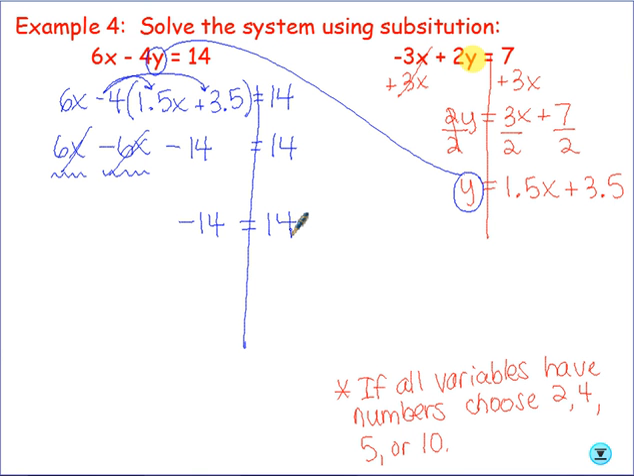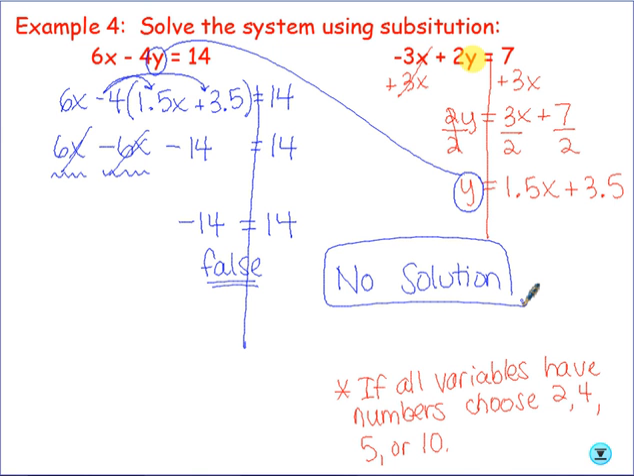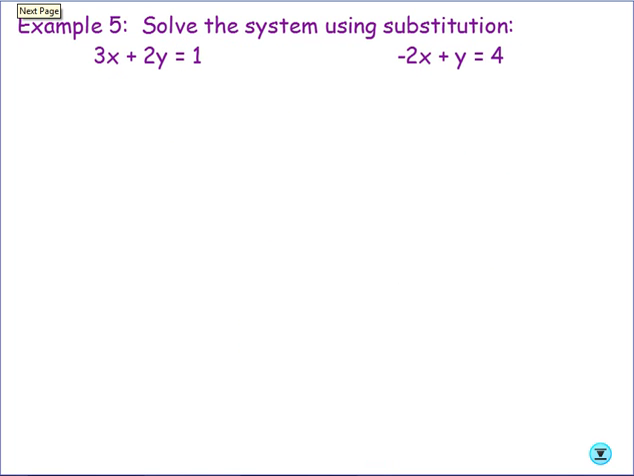All variables are gone. We have a special case. Is negative 14 equal to positive 14? And the answer to that is no. This is a false statement, which means the correct answer to this problem is no solution. Okay, last example I do want you to try completely on your own. Pause the video and finish this last one.